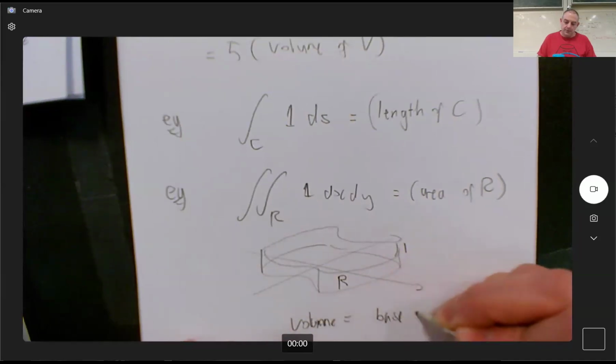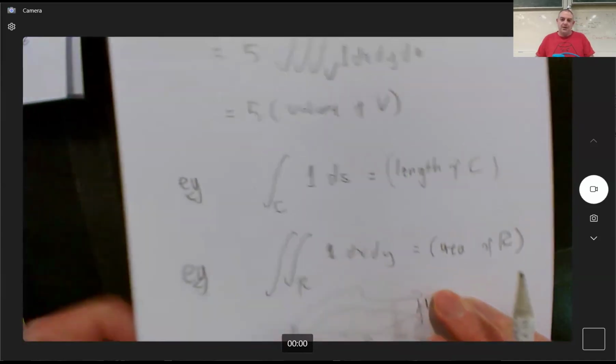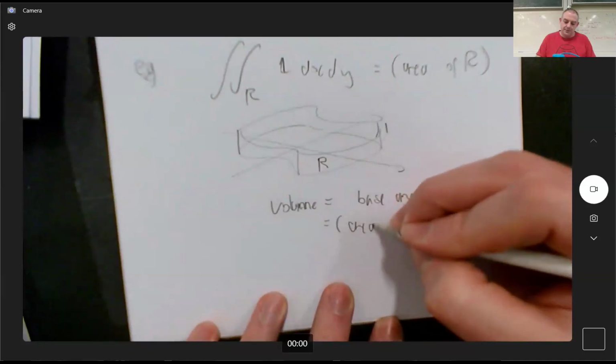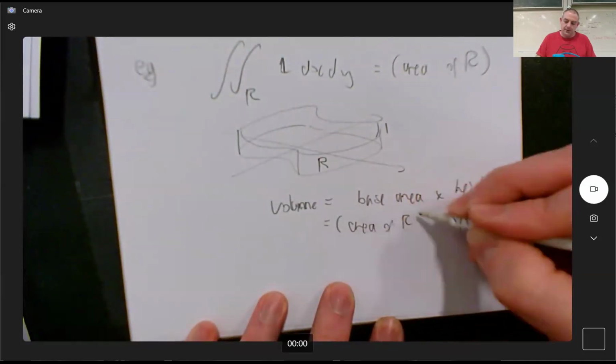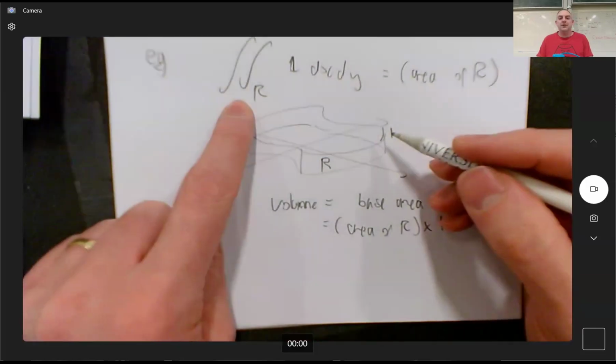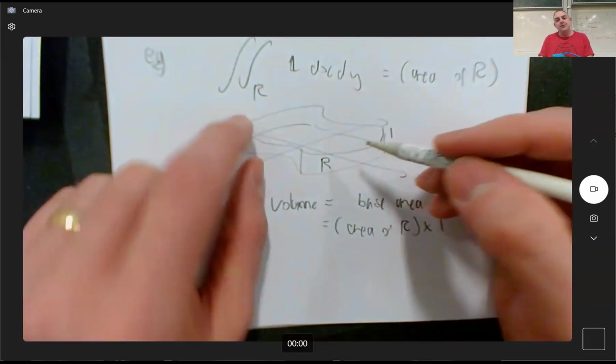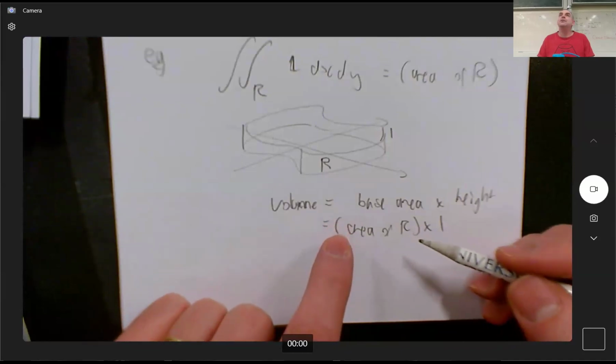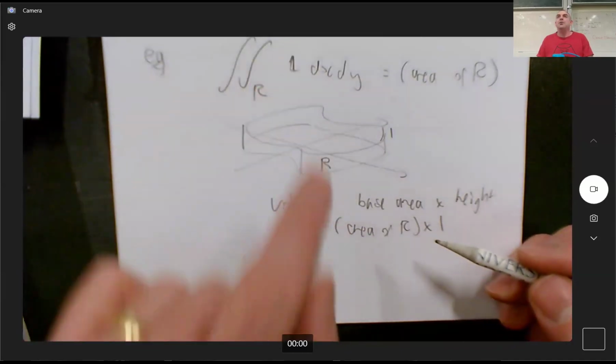is base area times height, which is the area of R times 1. And so the volume of this region is the same as the area of the base, because you've made the height 1.